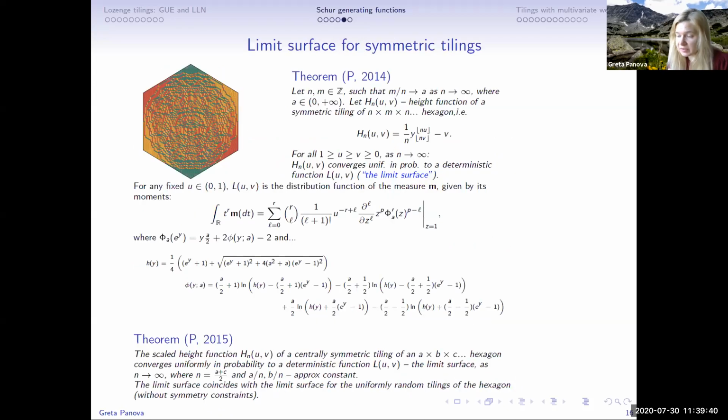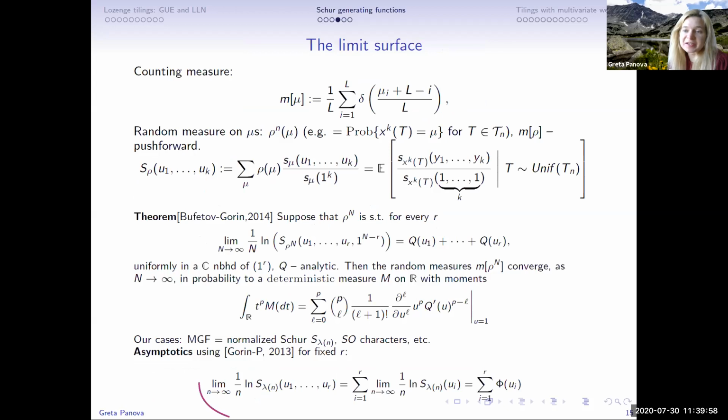But what sort of a result can you get using this? Sorry, there was a question in chat. Dan asks if capital Q from the last slide can be given some large deviation interpretation. What does large deviation interpretation mean?